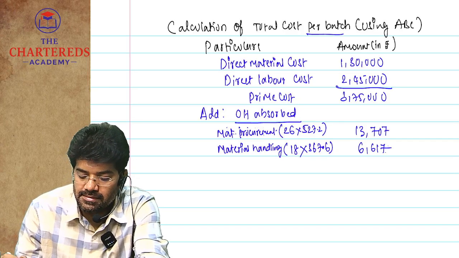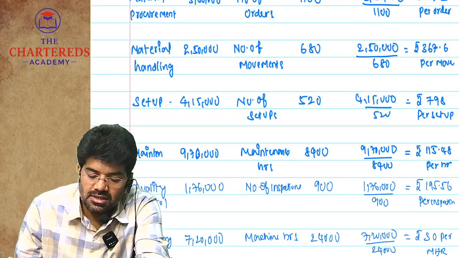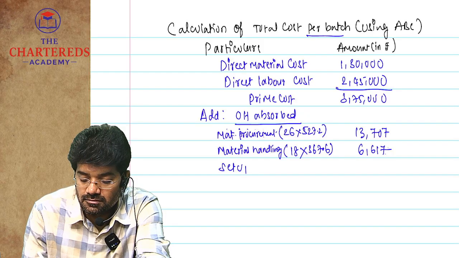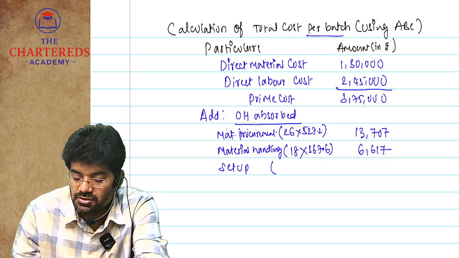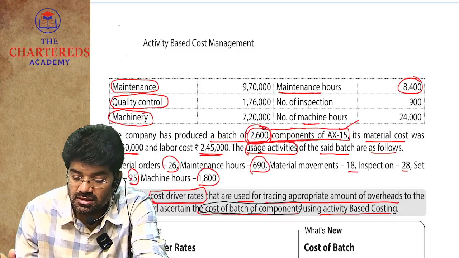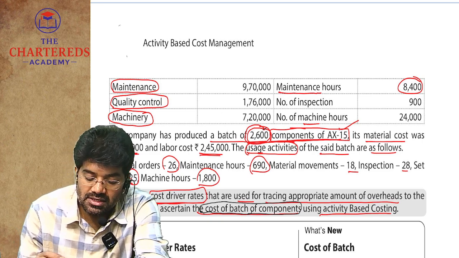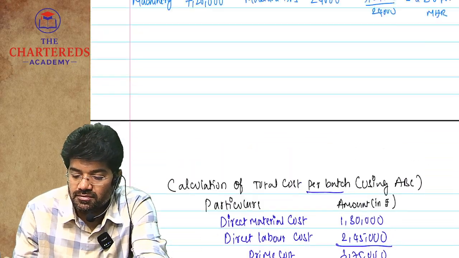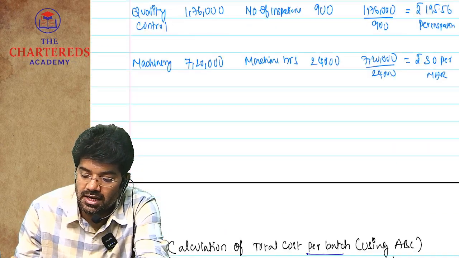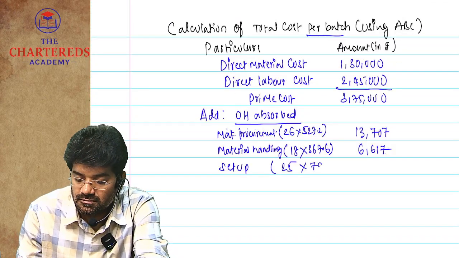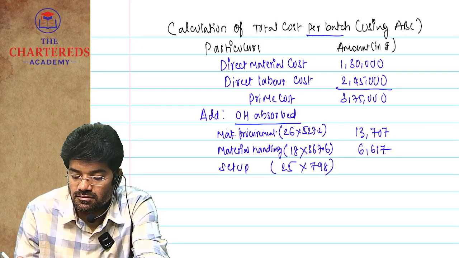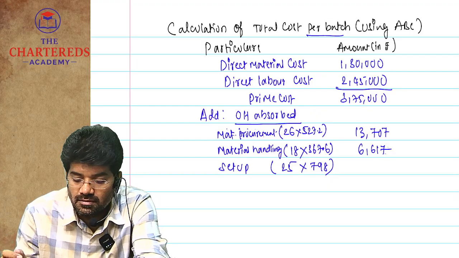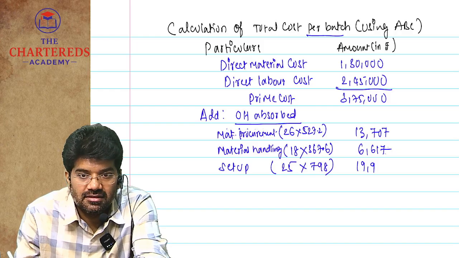Next, third activity is setup. Setup activity cost. How many setups were used up for this? 25 setups into rate 798, multiply, 19,915.